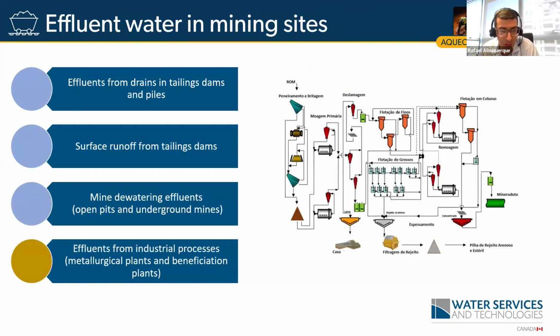And then we have effluents coming out of industrial processes like metallurgical plants and beneficiation plants. And then we get back again to the water balance point of view. And we have on our team the chemical engineers. They will go into the site and understand what kind of chemical products are applied, what the beneficiation processes are, and how all of these processes may change the effluent composition. Also, potential operational changes in the future.